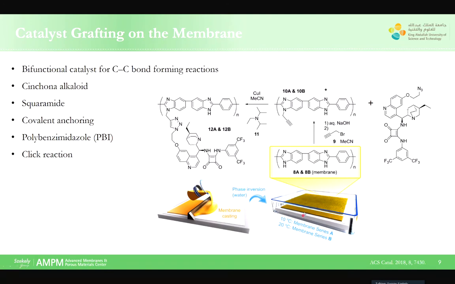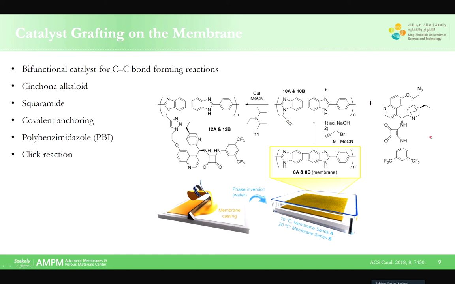So the first step was the preparation of the membrane itself that you can see here. So we did membrane casting, then phase inversion in water at 2 different temperatures. And then we obtained this solid film, a membrane comprising of polybenzimidazole. So the next step was the propargylation of this membrane in the presence of sodium hydroxide, which yielded this modified PBI, which is ready for click reaction. So in the presence of copper iodide and an organic base, we can click any azide onto this propargyl group.